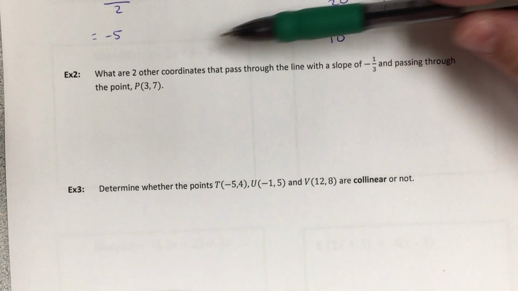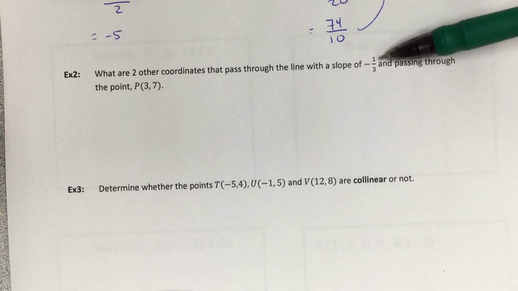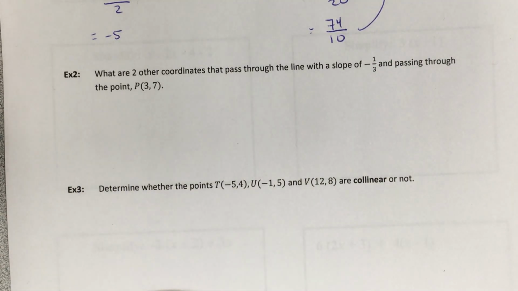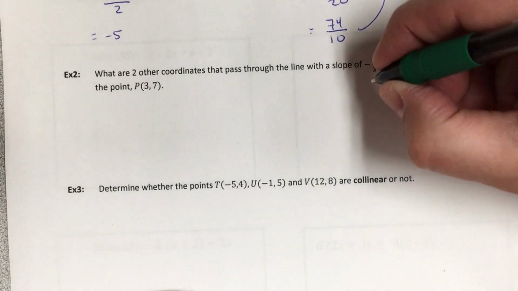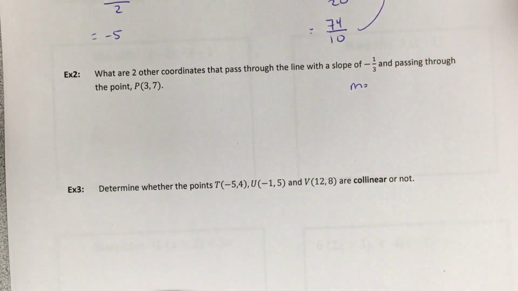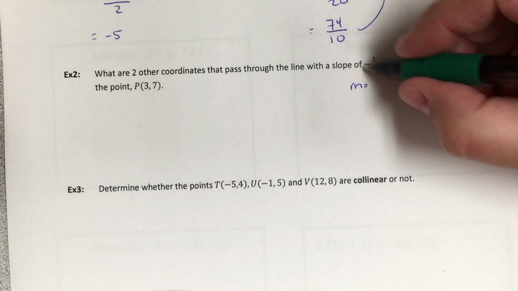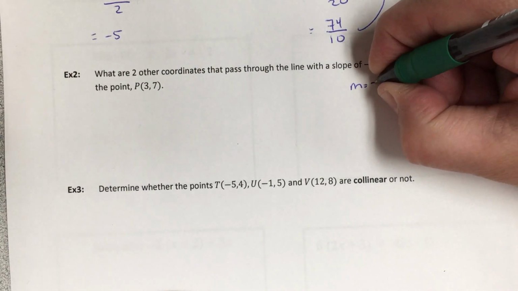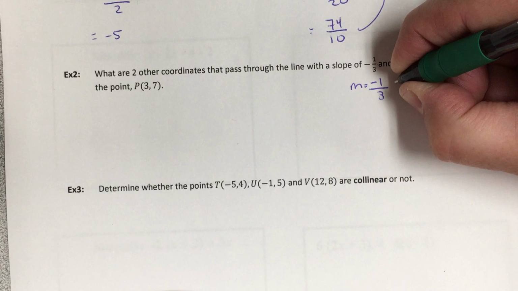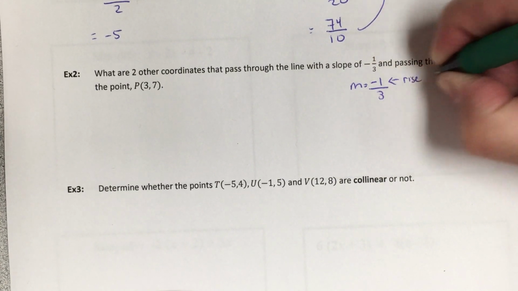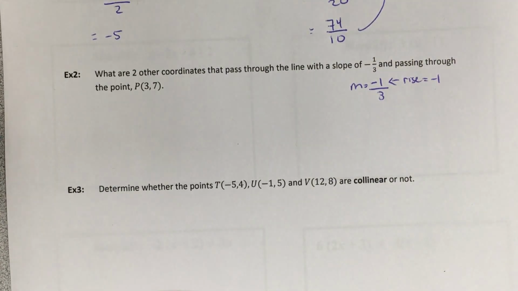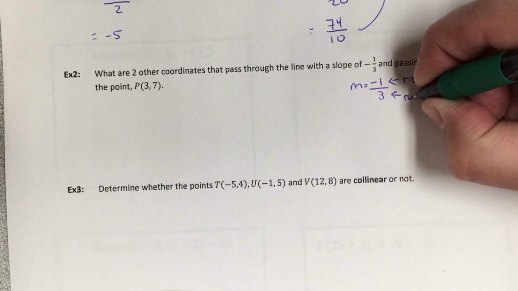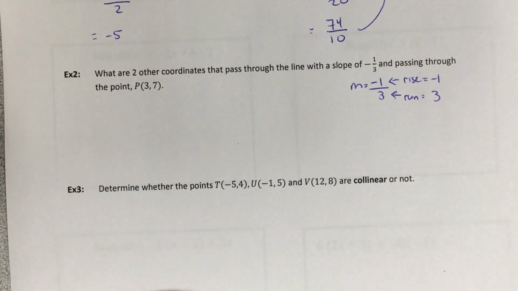It says, what are 2 other coordinates that pass through the line with a slope of -1/3 and passing through the point 3, 7? So what I'm going to do is take this slope and rewrite it as, that negative up front doesn't really help, so I'm going to stick that negative on the numerator on the top. So it's going to be -1 over 3. And that tells me that the rise is going to be -1. It also tells me that the run is going to be equal to 3.